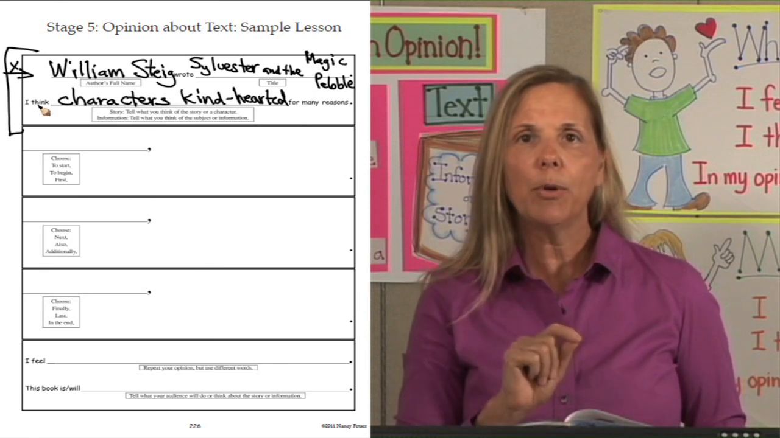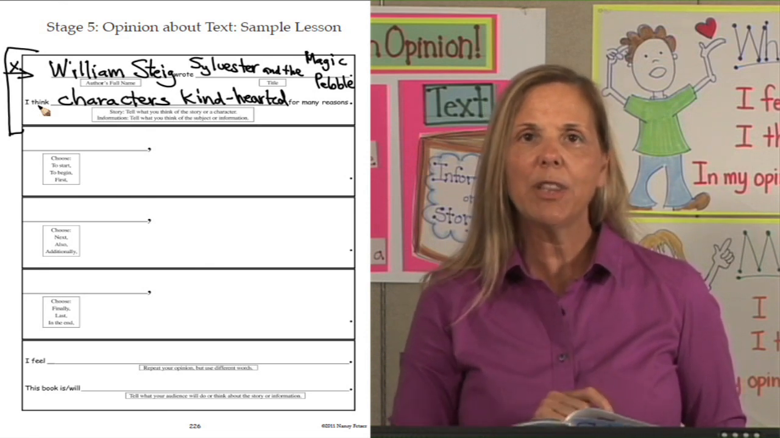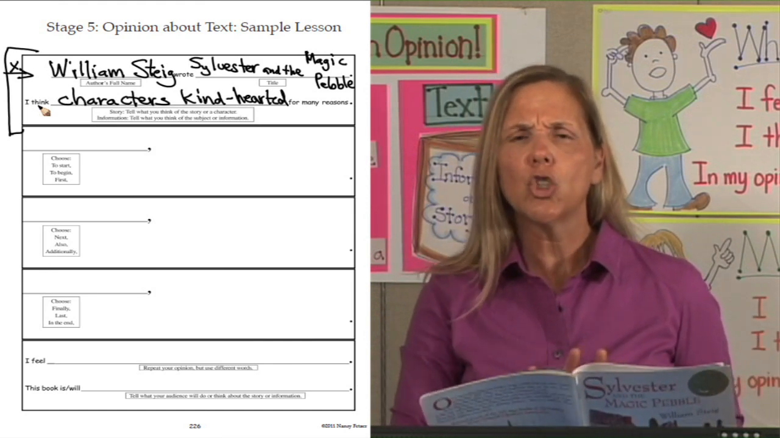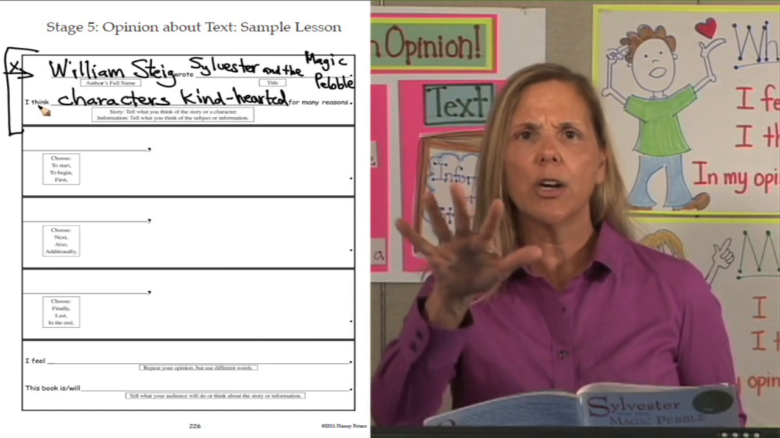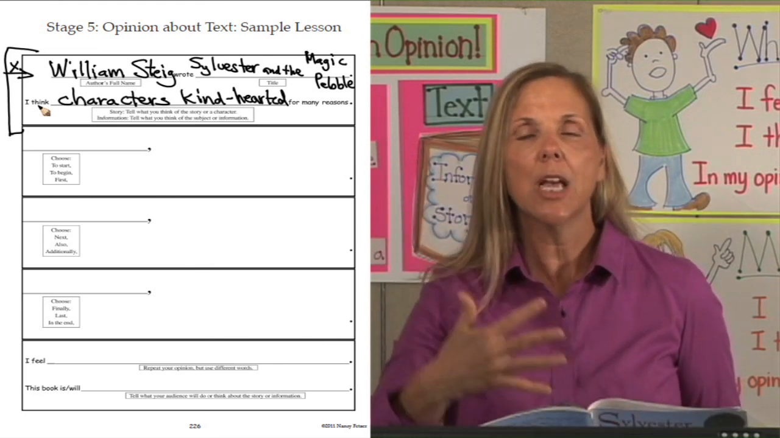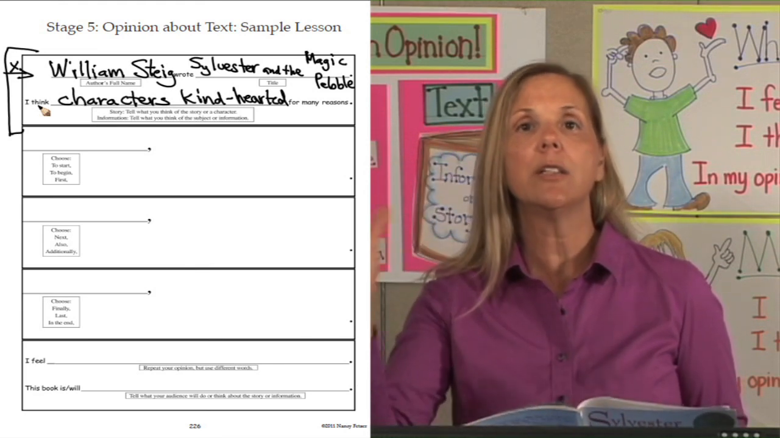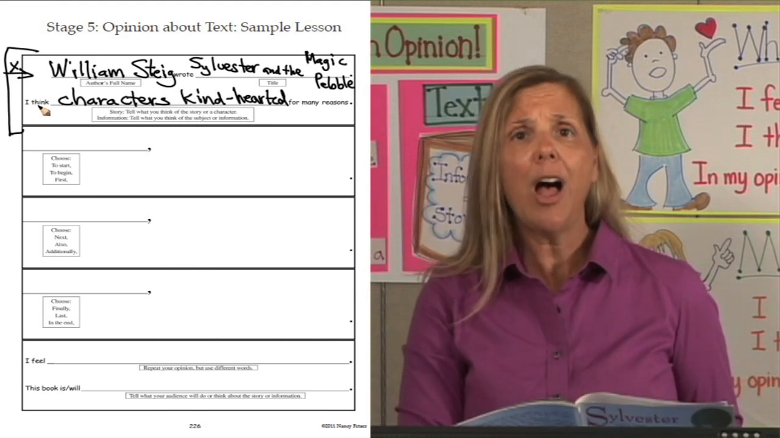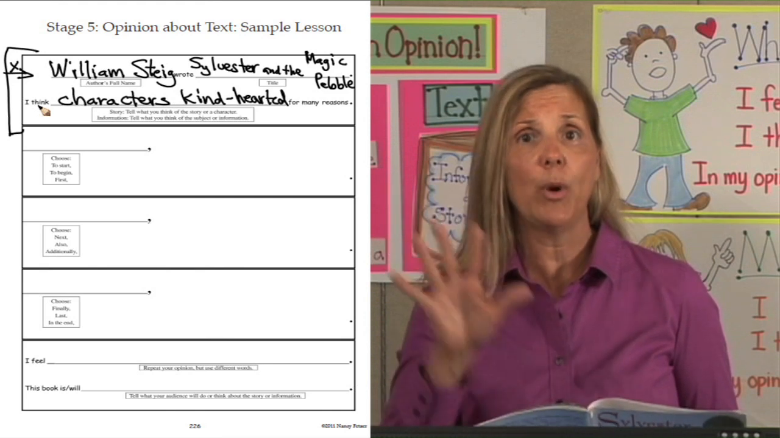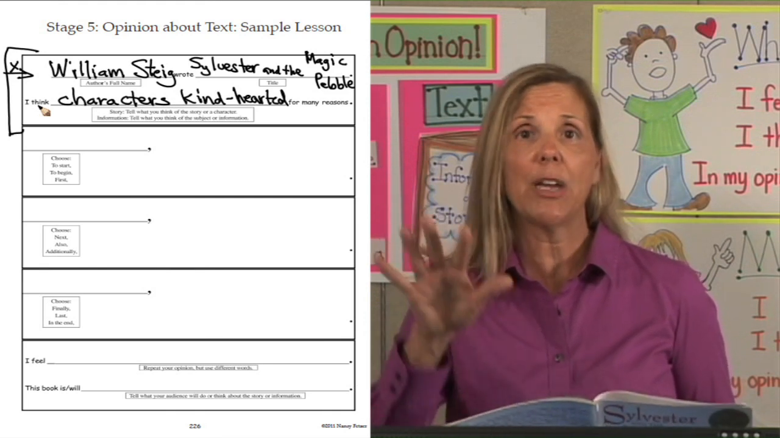Now, I want to just stop for one moment, teachers. When you come up with an opinion, notice I came up with an opinion because there is not just one or two places in this story where characters were kind-hearted and caring. There were many places. You want to make sure that when you have opinions that you have a lot of evidence in the book, many different places where they can back up their opinion with reasons from the text.